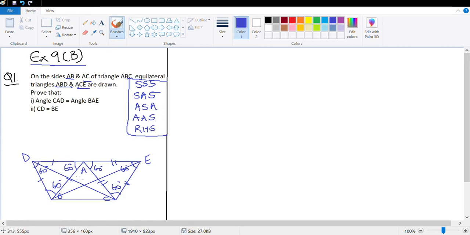Perfect. The way I have written this, I think I already know my answer. Angle DAC or CAD is 60 plus A. Similarly, angle BAE is also 60 plus A. So we've already done that. Let's start writing the answer.